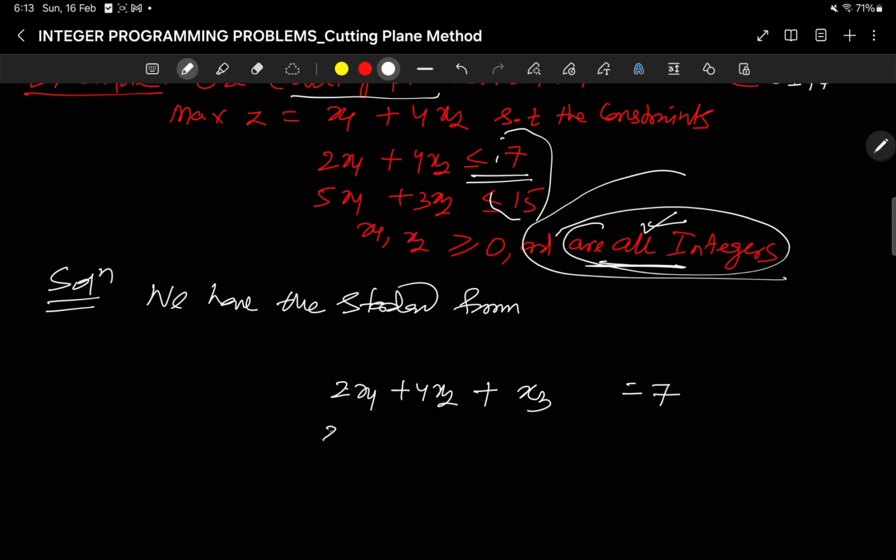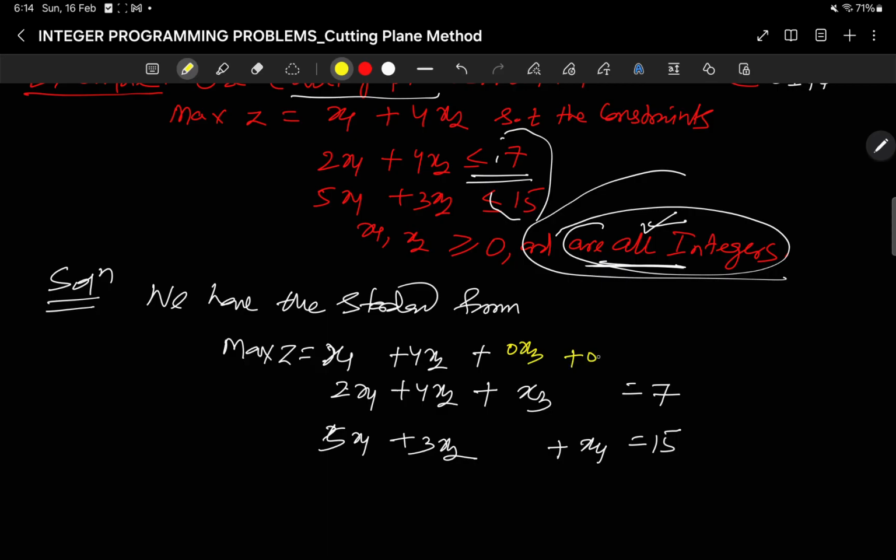So in the second constraint we have 5x1 plus 3x2, and we need a slack variable here. Since it is less than or equal to, we add some non-negative value to make it balance, it is 15. So what about my z? My maximize z is equal to x1 plus 4x2, as given. So I write here 0x3 plus 0x4. You mark it: this coefficient is 1 here, this is 0x3, and this is 0x4, and this is 1x4.